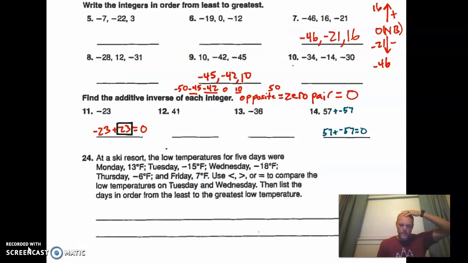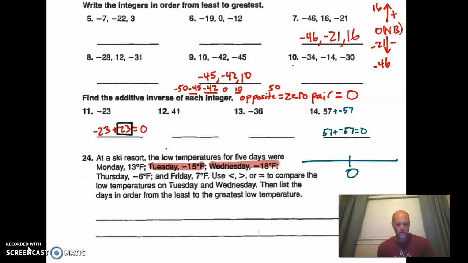Okay. 24. At a ski resort, the low temperatures for 5 days were: Monday was 13 degrees, Tuesday was negative 15, Wednesday was negative 18, Thursday was negative 6, and Friday was 7. We're going to use less than, greater than, or equal to, to compare the low temperatures on Tuesday and Wednesday. All right, so Tuesday and Wednesday, all you're going to do is compare them. Okay, what I want you to do is get a little number line here.